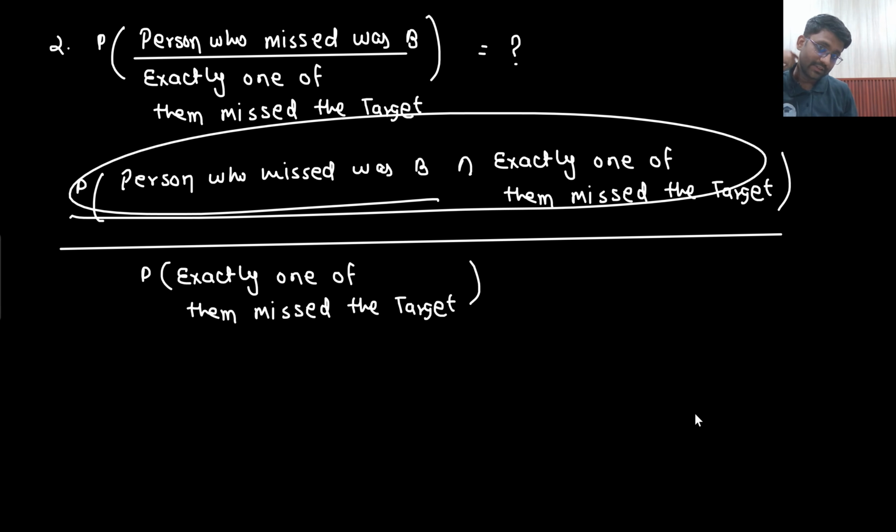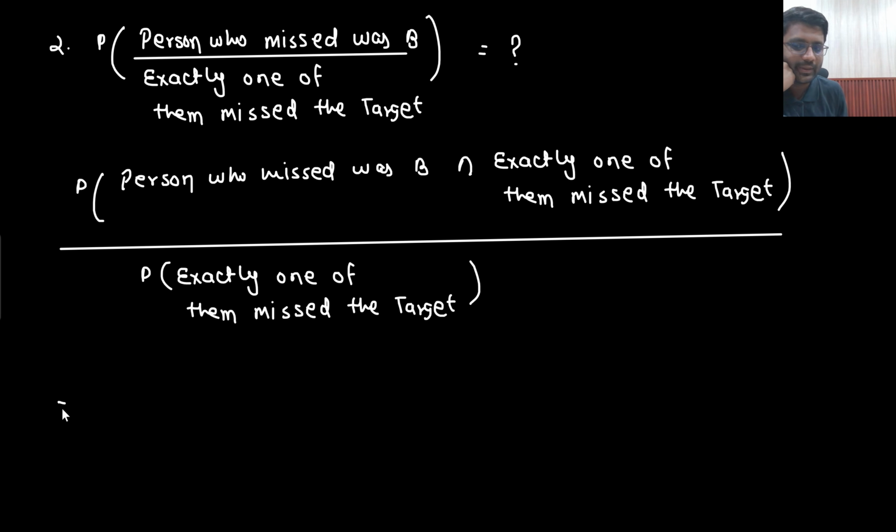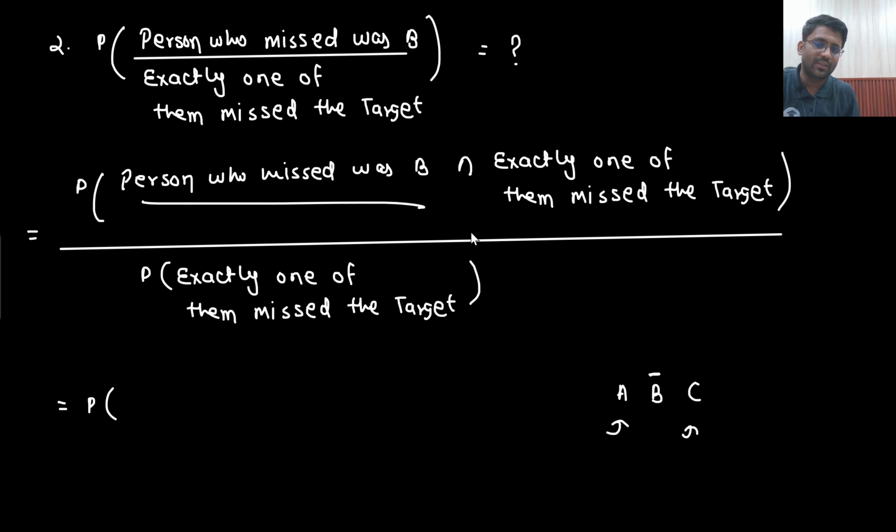What will be the intersection of this? Just try thinking about it. The person who missed was B, and exactly one of them should miss the target. What does that mean? That means B is not hitting. That I know. B is not hitting, that means B bar. Now, sir, will A and C hit or not?